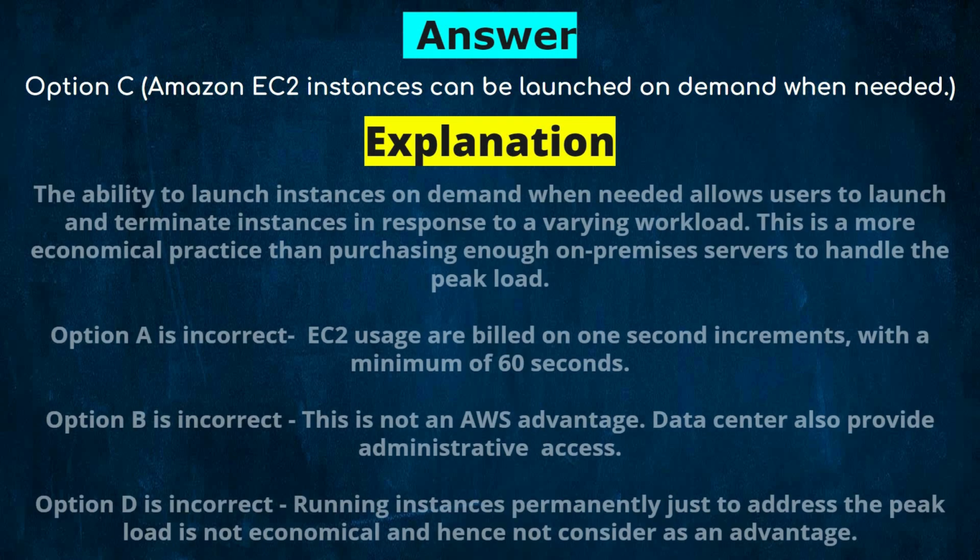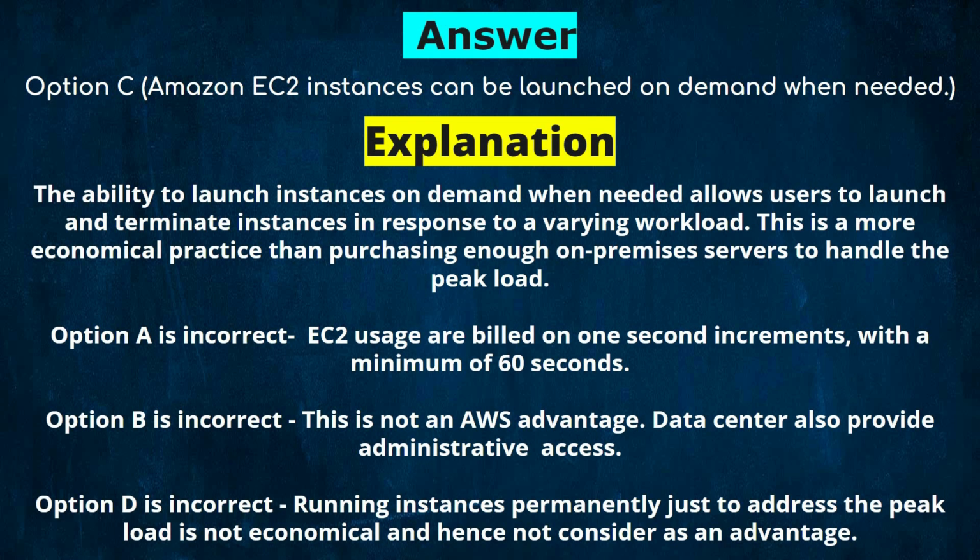Explanation. The ability to launch instances on demand when needed allows users to launch and terminate instances in response to a varying workload. This is a more economical practice than purchasing enough on-premises servers to handle the peak load. Option A is incorrect. EC2 uses are built on 1-second increments with a minimum of 60 seconds. Option B is incorrect. This is not an AWS advantage. Data centers also provide administrative access. Option D is incorrect. Running instances permanently just to address the peak load is not economical and hence not considered an advantage.